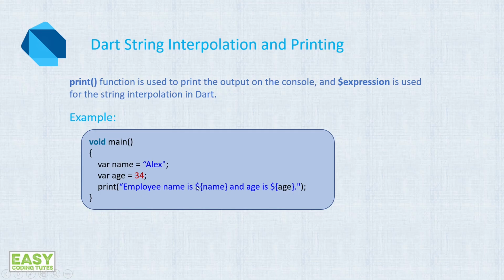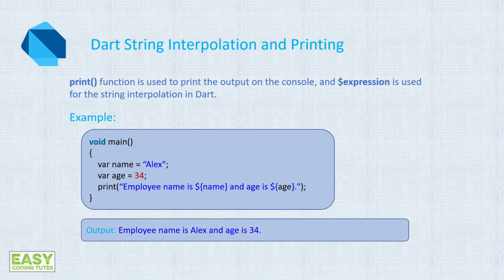So employee name is dollar, so dollar opening braces, then closing braces, inside that we are using the variable name, and the second one again here, dollar opening braces and closing braces, and we are using the variable age. So this is interpolation. So we can use these values. We will have the output as employee name is Alex and age is 34.